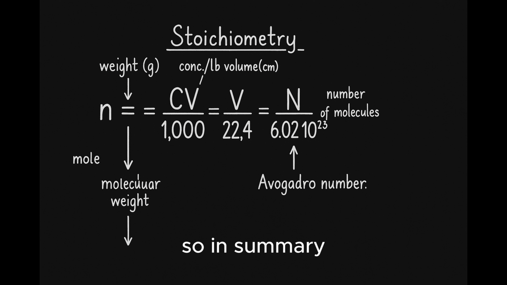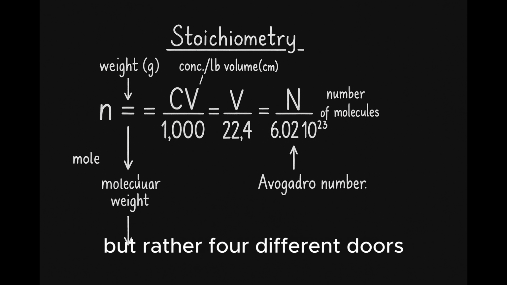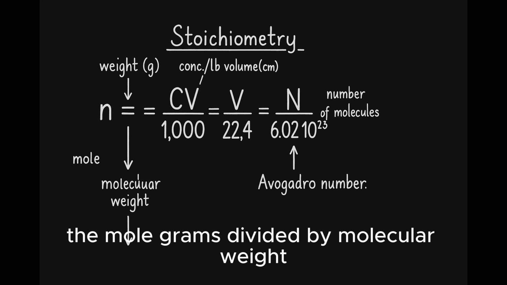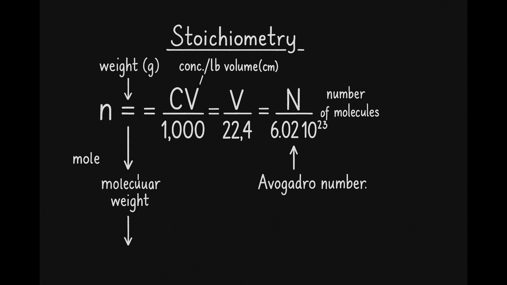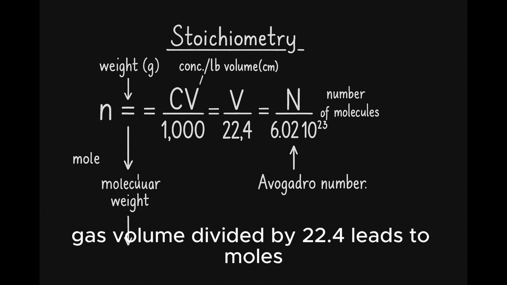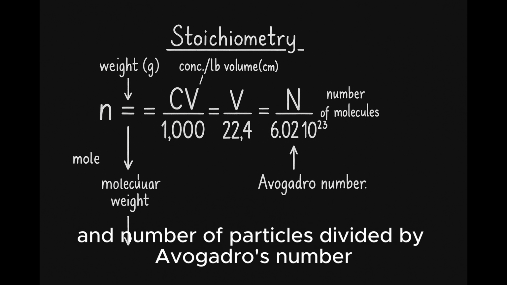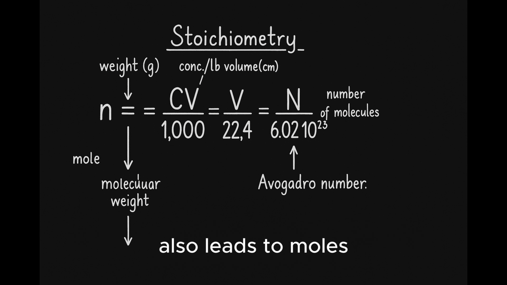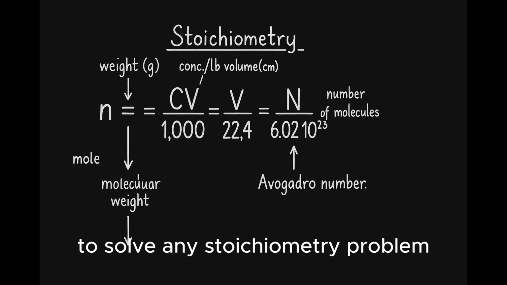So in summary, this chart is not 4 different equations, but rather 4 different doors that all lead to the same room, the mole. Grams divided by molecular weight leads to moles. Concentration times volume divided by 1,000 leads to moles. Gas volume divided by 22.4 leads to moles. And number of particles divided by Avogadro's number also leads to moles. From there, the mole becomes your stepping stone to solve any stoichiometry problem.